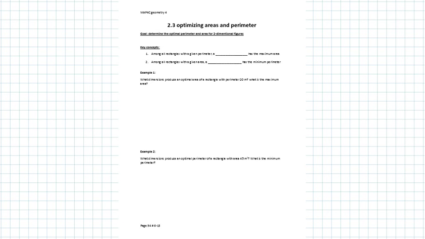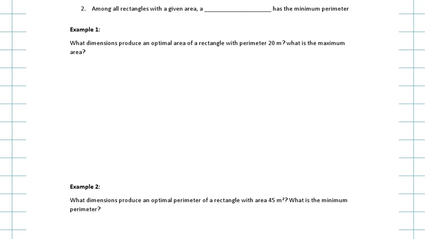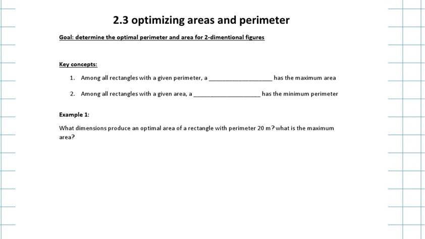So this is the second half of the lesson. I didn't post a video for that because I wanted to do that with you. Examples 1 and 2 go over what I just did with you, and example 3 would be a little bit different. Among all rectangles with a given perimeter, a blank has a maximum area: a square. Among all rectangles with a given area, a blank has a minimum perimeter: a square.